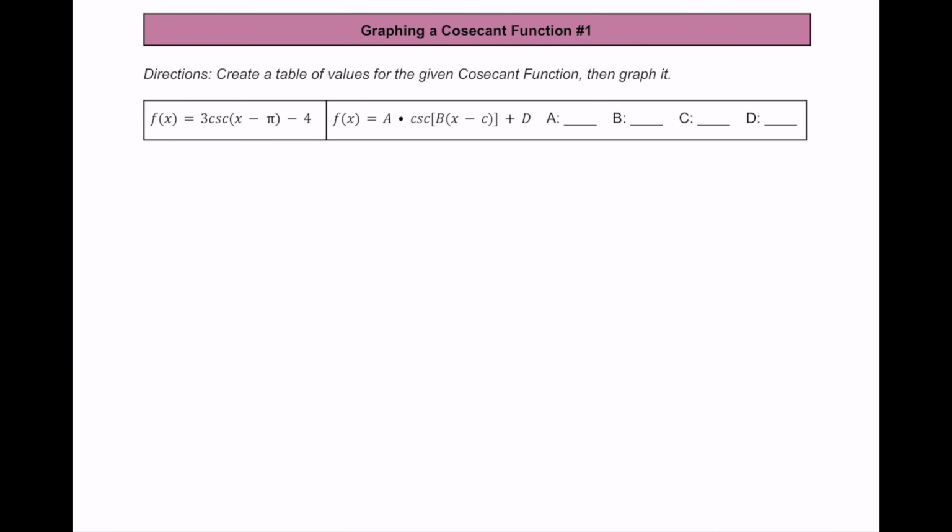Let's practice graphing a cosecant function together. For this example, we're going to have the function f of x is equal to 3 times cosecant of the quantity of x minus pi, minus 4. And then this is our general formula that lets us know what kind of transformations we're going to have here.